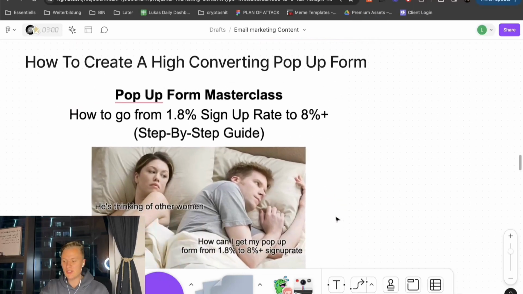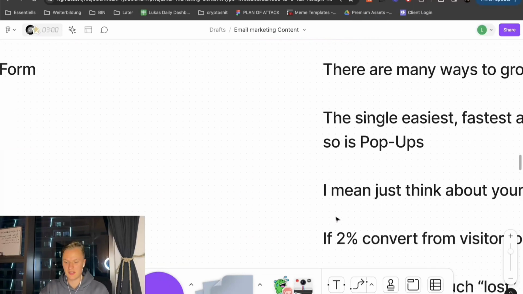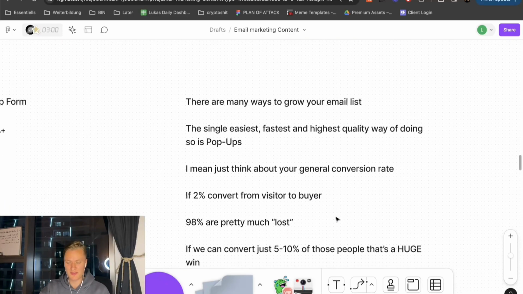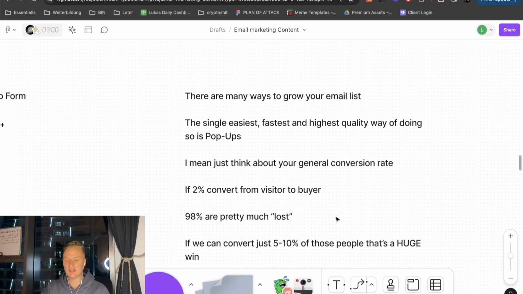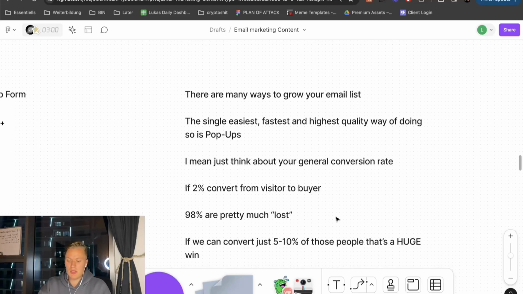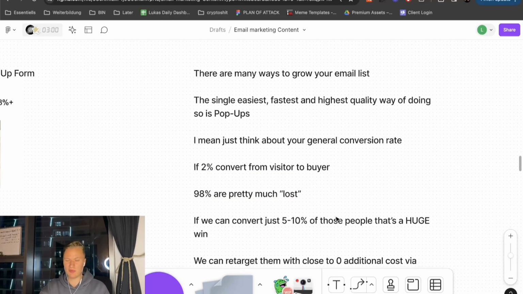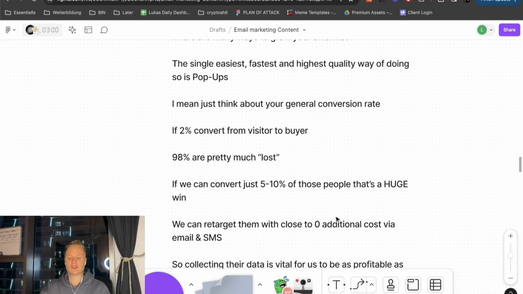But why do we need to take a look into the pop-up form in and of itself? In theory, there are many ways to grow an email list, but the single easiest, fastest, and highest quality way of doing it is pop-up forms. Just think about your general conversion rate. Maybe you convert 2% from visitor to buyer. So 90% of the people that you actually pay for on the ad side are pretty much lost because you cannot convert them back, maybe through some retargeting ads, but in general, they're pretty much lost. So if we can convert just 5 to 10% of those people, that's a huge win.